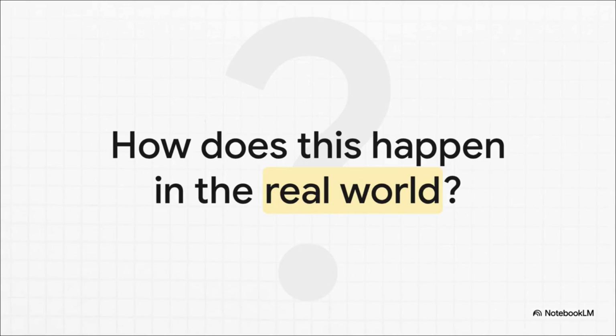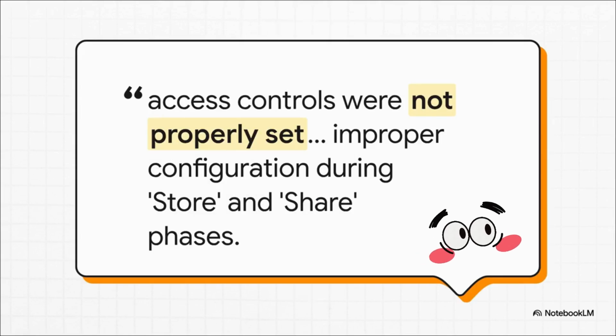Now you might be thinking, okay, that's a nice theory, but does this stuff actually happen? Oh yeah, it happens, and the consequences can be massive. Let's look at a major real-world example that shows exactly how this goes wrong. Back in 2021, there was a huge data leak involving Microsoft Power Apps. So what was the root cause? You guessed it. The official investigation found it was all because of failures in the store and share phases of the lifecycle. Someone simply didn't set up the access controls correctly.